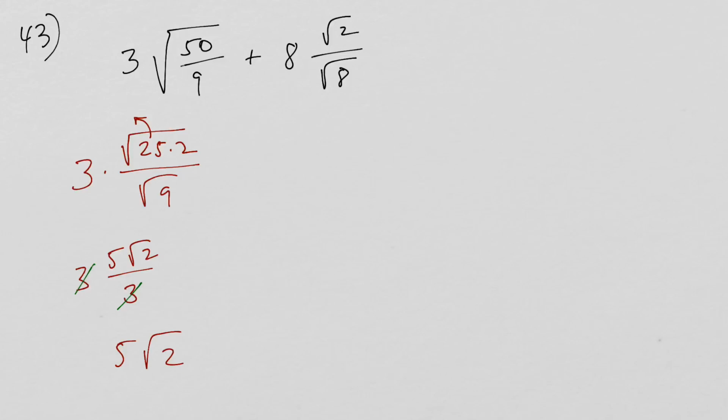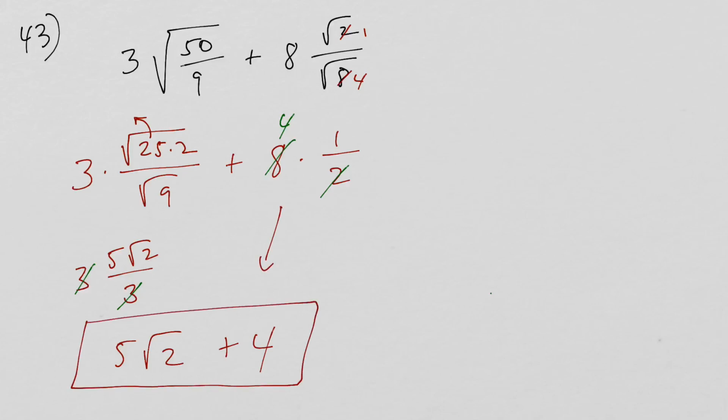Okay, now let's look at this one. This I'm going to cancel. This becomes a 1, and this becomes a 4. So I have a plus 8. Now the square root of 1 is 1. The square root of 4 is 2. So I have 8 times a half. This cancels and becomes a 4. So this becomes plus 4. And these are not like terms, so you cannot simplify further because they cannot be combined.